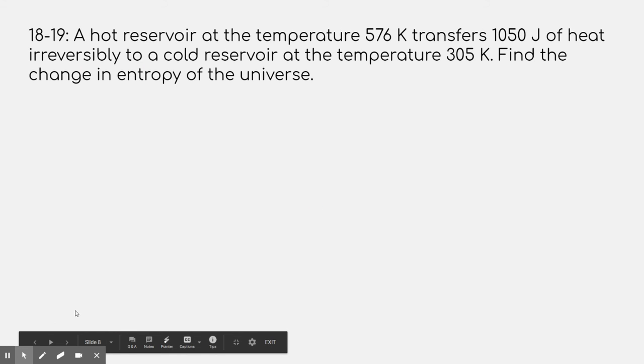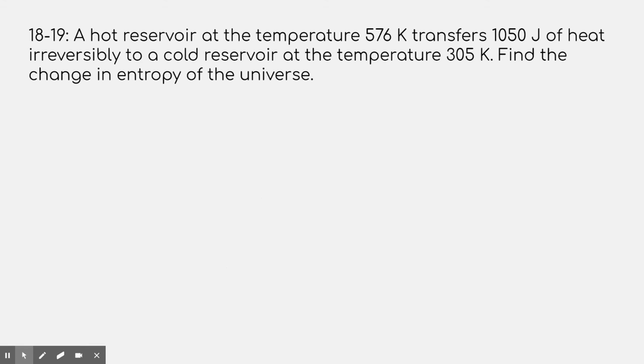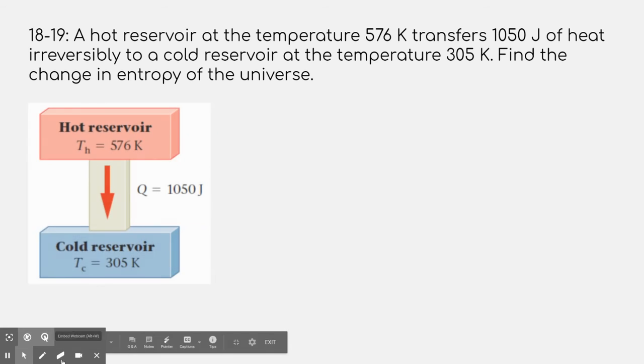Sorry about that. Okay. And in this final problem, we have a hot reservoir at this temperature and it's transferring 1050 joules of heat irreversibly to a cold reservoir at the temperature 305 Kelvin. So this is a real process. We want to find the change in entropy of the universe. So to begin, let's sketch this. And I'm just going to go ahead and show you an image.